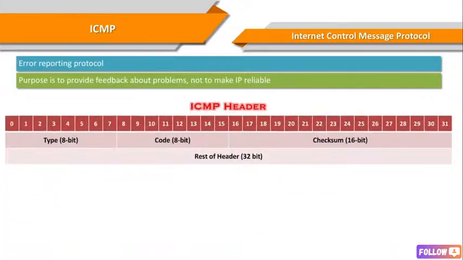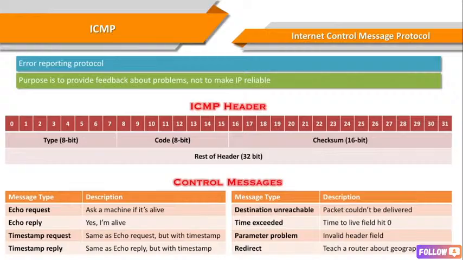So the ICMP header starts after the IPv4 header. All ICMP packets have an 8-byte header and variable-size data section. The first 4 bytes of the header have a fixed format, while the last 4 bytes depend on the type and code of that ICMP packet. ICMP type and code in the header identify the control message. Some of the ICMP control messages are shown in this slide.